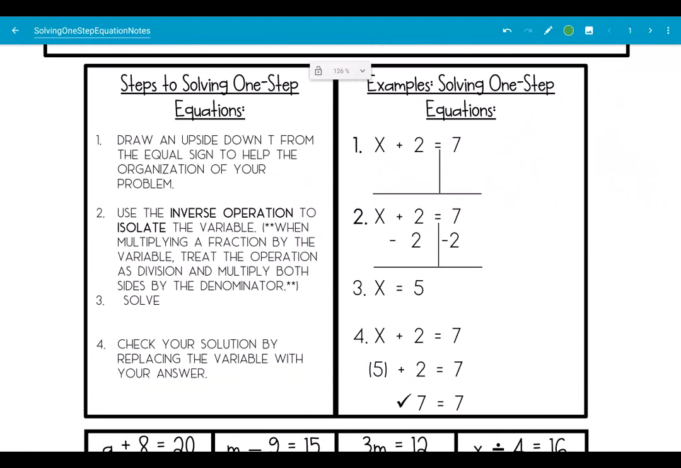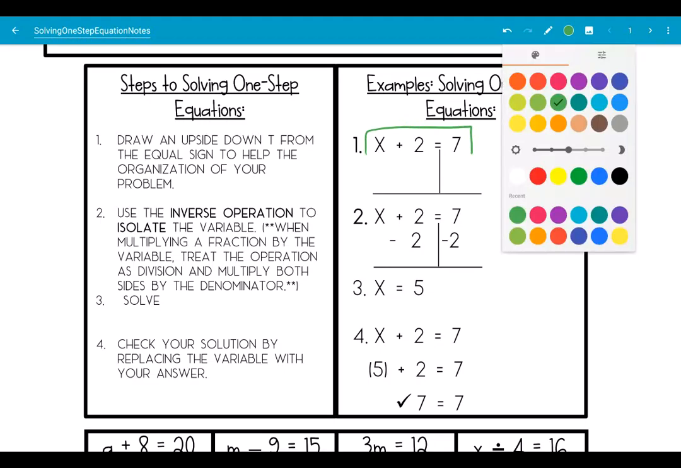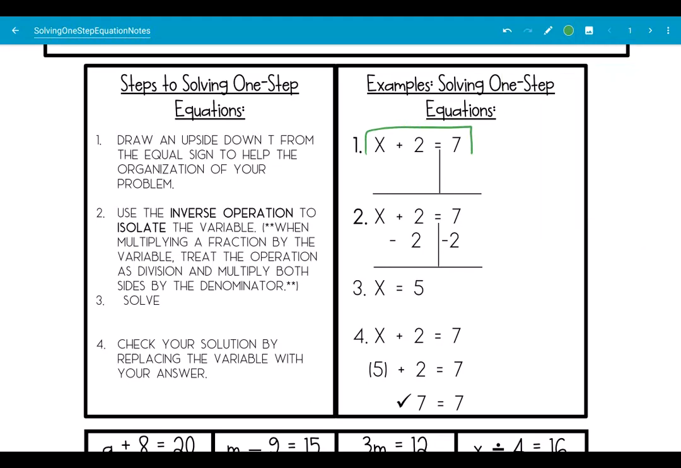So here we are with 4 steps. Our first equation we're going to look at is x plus 2 is equal to 7. Some people like to draw an upside down T with a vertical line going from the equal sign. What that does is make sure that what you do on one side of the equal sign, you do on the other, because that's very important to keep your equation balanced. Next, you'll use the inverse operation.